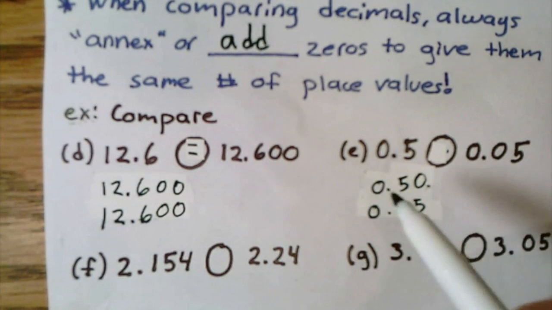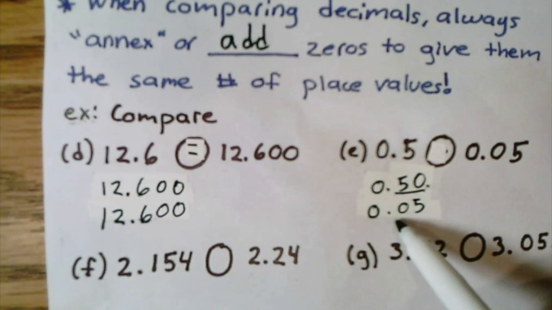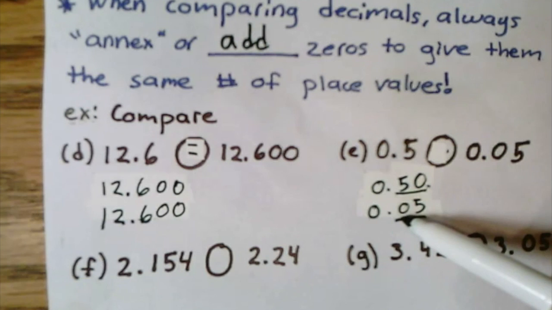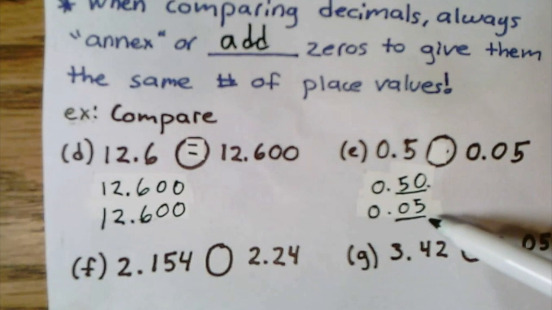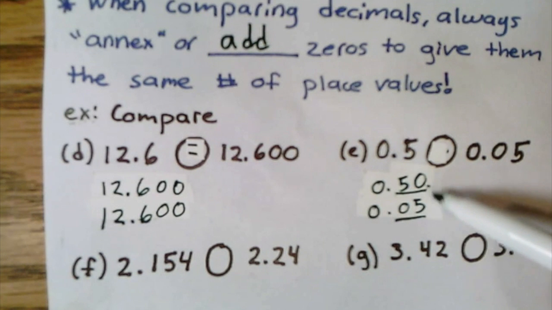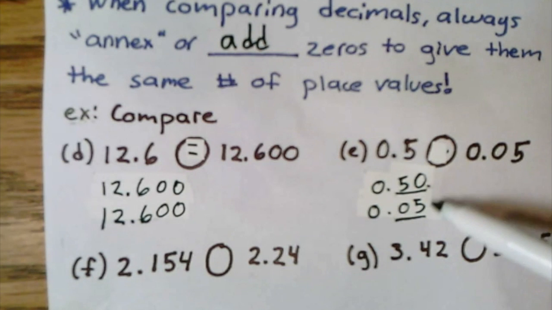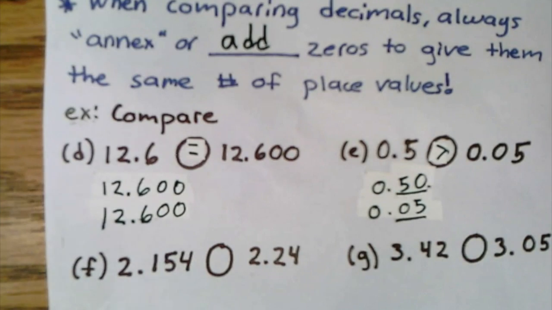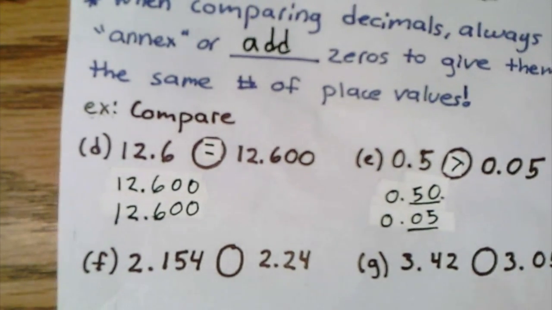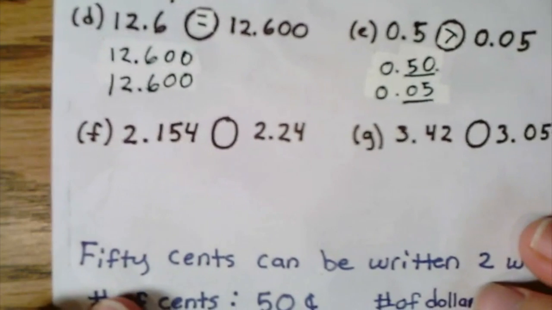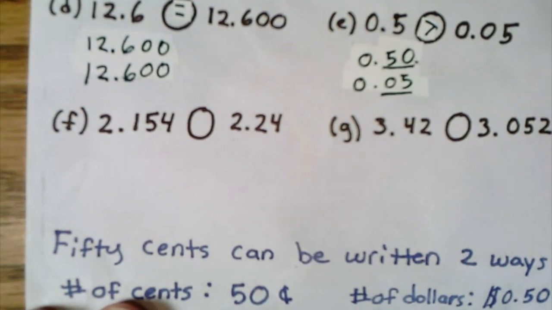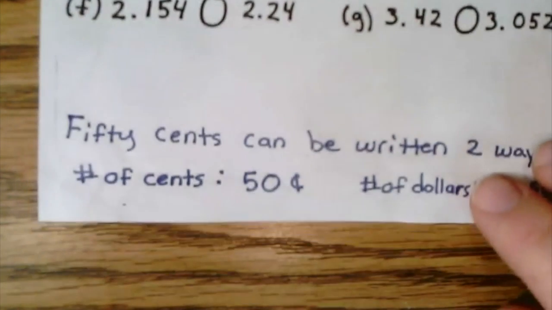And now I'm going to compare these decimal numbers as whole numbers. So this reads 50, and this is just 5. So is 50 or 5 bigger? Right, the 50 is, which is the 5/10. Okay, so for F and G, I want you to try those on your own. The important thing is to line up the decimals and then annex your zeros.